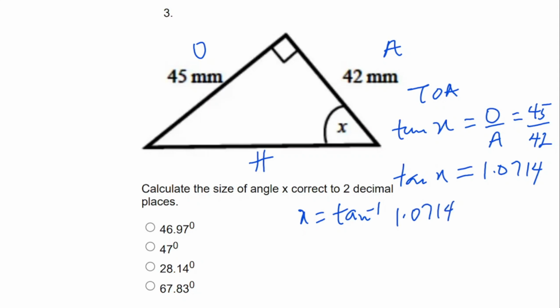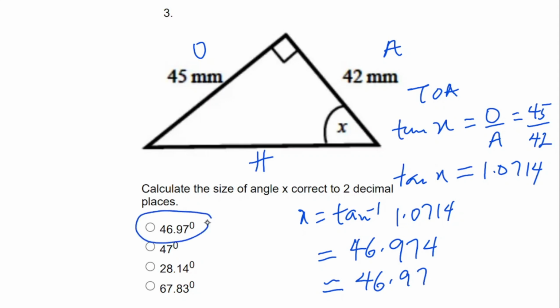You go to your calculator and press second function, then you press the arctan, to give you your answer straight. That gives 46.974. But the question asks us to round to 2 decimal places. So to round this to 2 decimal places, that will be 46.97. So that is this.